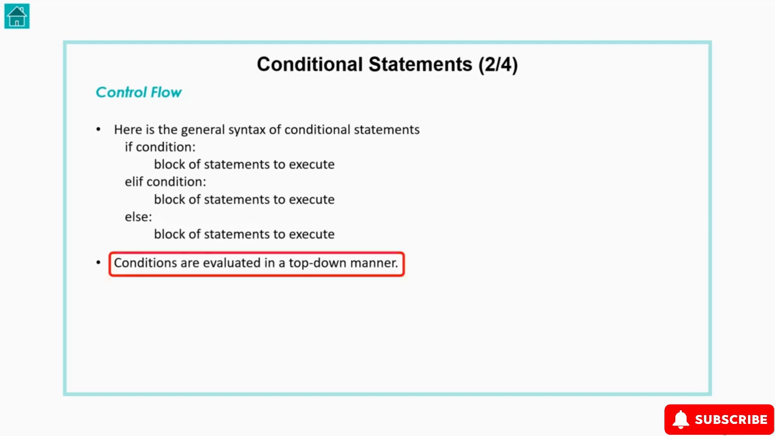If the if condition is true, its block is executed and the rest of the elif and else are skipped. If the if condition is false, the first elif condition is checked. If it is true, its block is executed and all the other elif and else are skipped, and so on. If none of the if and elif is true, only the else block is executed.